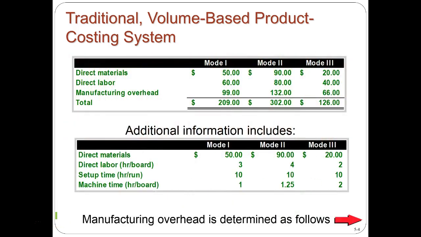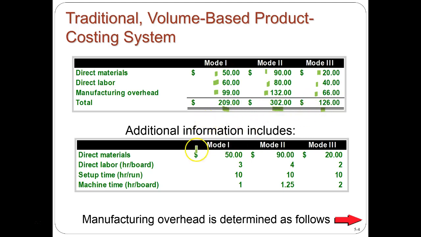If we take a look at some more data here, Model 1 has direct materials of 50, direct labor of 60, and manufacturing overhead, which is what we'll take a look at in a second. This being the number that we're going to zero in on. Is that 99 accurate? How do we come up with that 99? Is it accurate? And how are we using it in the traditional method versus the activity-based costing method? Model 2, 90, 80, and once again, the 132 is what we're going to look at. Model 3, 20, 40, and the 66, and that comes up with our totals here.